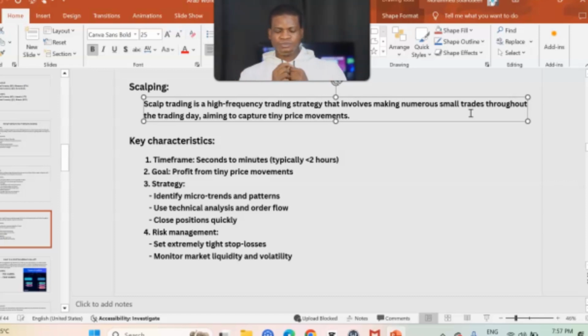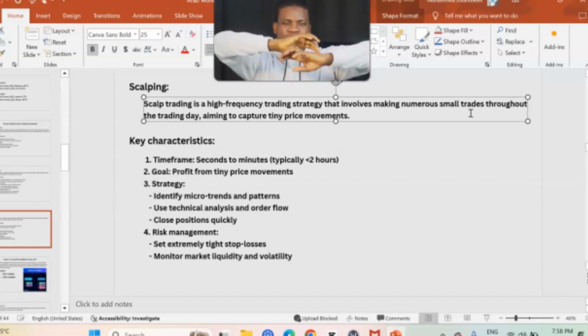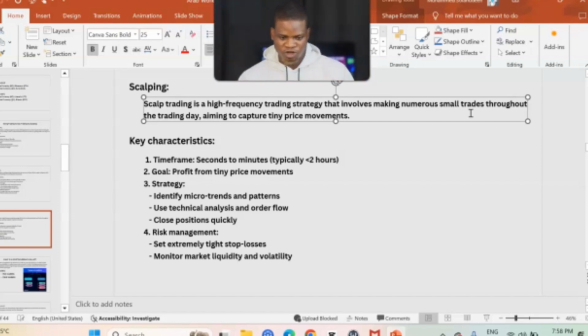Let's say, for example, Bitcoin moved from $61,000 to $61,050. You see, that is a very short movement. Compared to someone that is capturing movement from 61,000 to 61,100, you can see that there is actually a difference between the two. So scalp trading means you are trying to capture small moves in the market, but you want to take a lot of small moves so that you're able to make a lot of money.